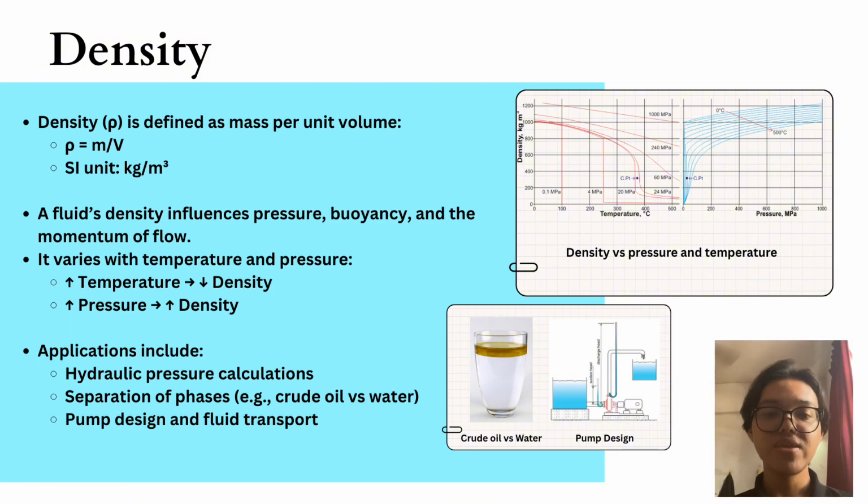Density, or mass density, is defined as the mass of a fluid per unit volume. The SI unit is kilograms per cubic meter. For example, the density of water is 1000 kg per meter cube. Density can change depending on temperature and pressure.